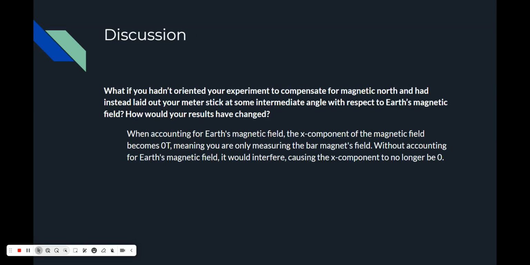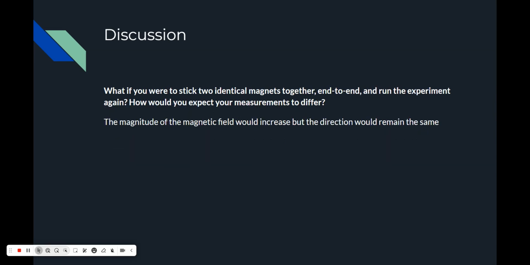Now for the discussion question. This one asks what would happen if the meter stick wasn't oriented to compensate for Earth's magnetic field, and the answer to this is that there would be an interference from Earth causing the x component to no longer be 0. The next question asks what would happen if 2 identical magnets were stuck together end to end. The answer to this is that the magnitude would increase while direction stays constant.